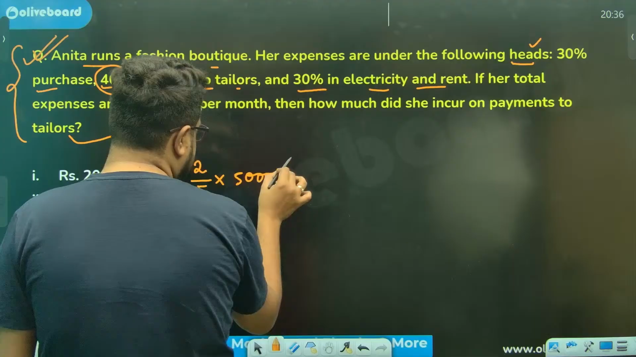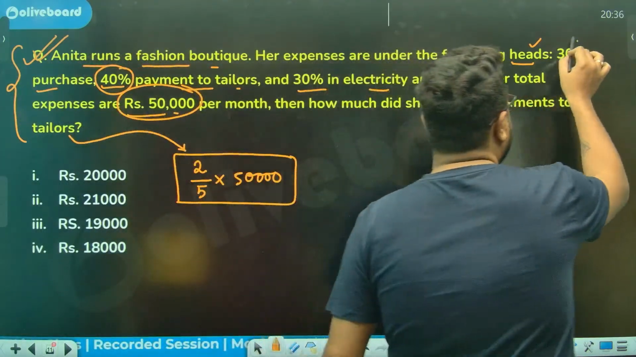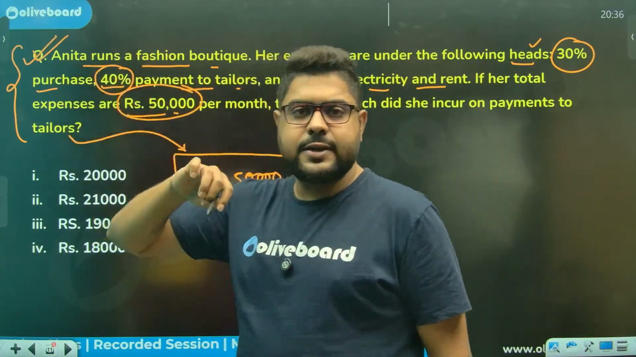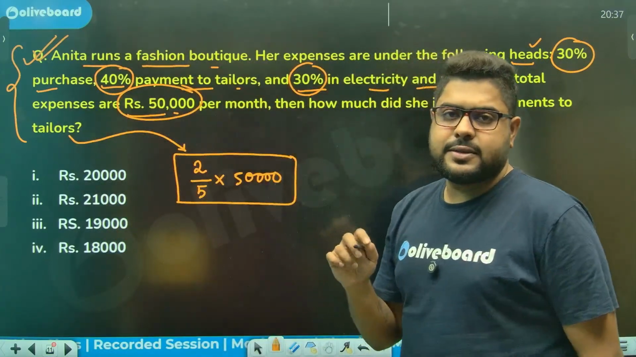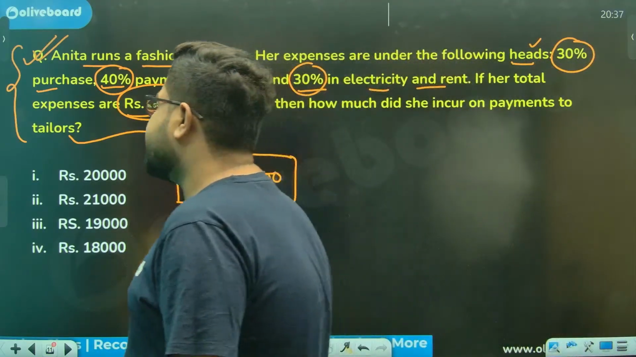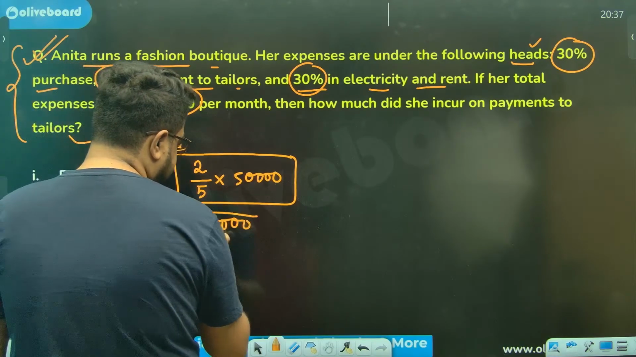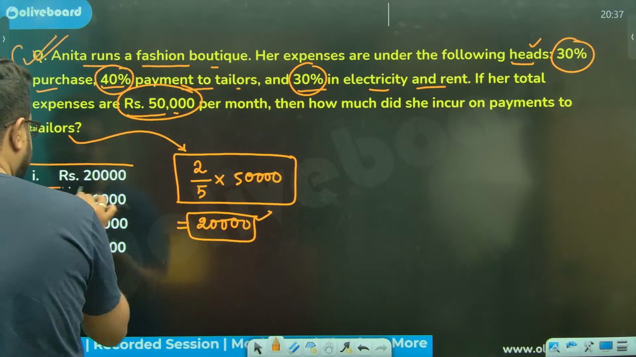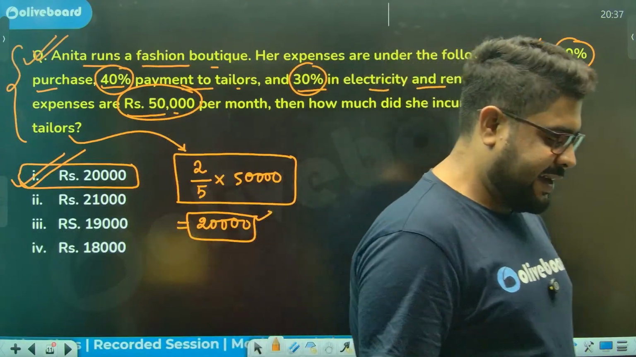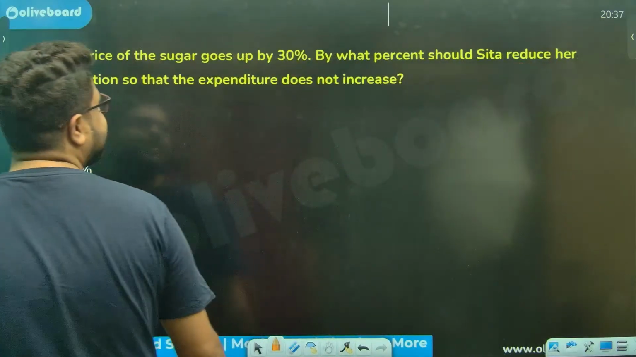Because please understand, the only thing we checked was this: 30% plus 30% is 60, plus 40 is 100. So this is the total expenditure, nothing left. That means 40% is the payment, so this is 20,000. This is actually a very simple question, much simpler than even what I thought. Right? Okay, next one.